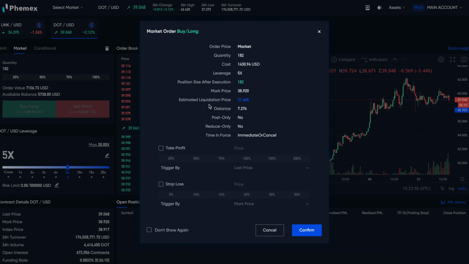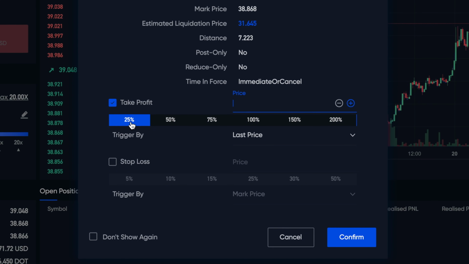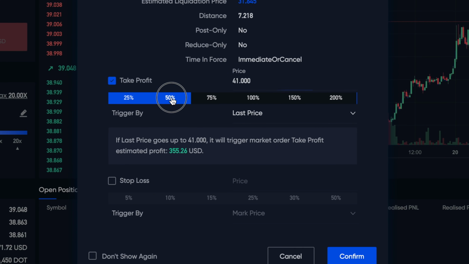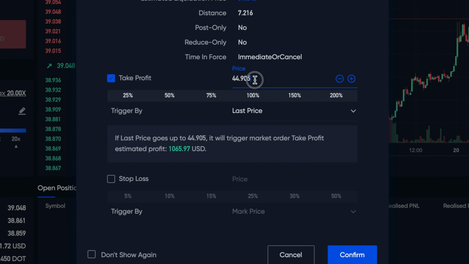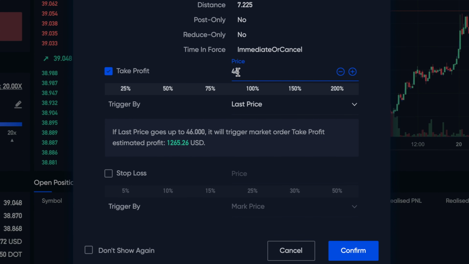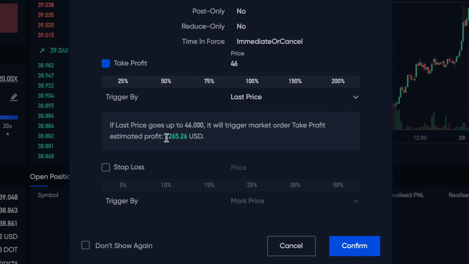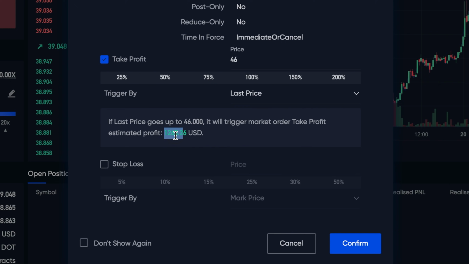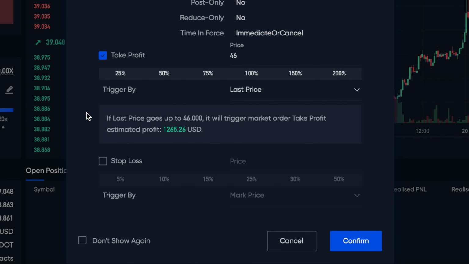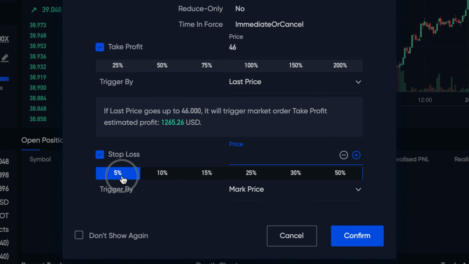However, if all of this looks good to you, you can click confirm. But before we do that, another thing I want to add is there is a take profit. So you can click take profit here and you can do 25%, 50%, 75%, or you can just manually enter it yourself. Say we wanted to take it at $46 and it would tell you it would trigger a market order take profit. Estimated profit would be, in this case, $1,265, okay?